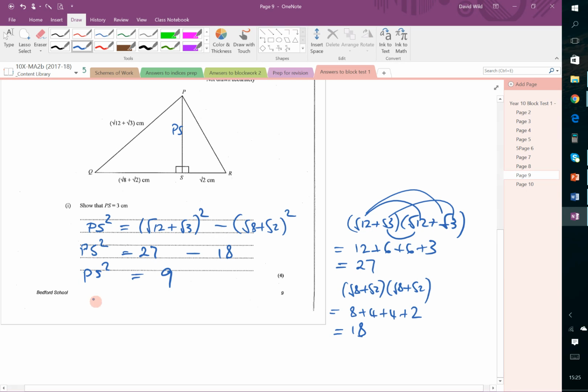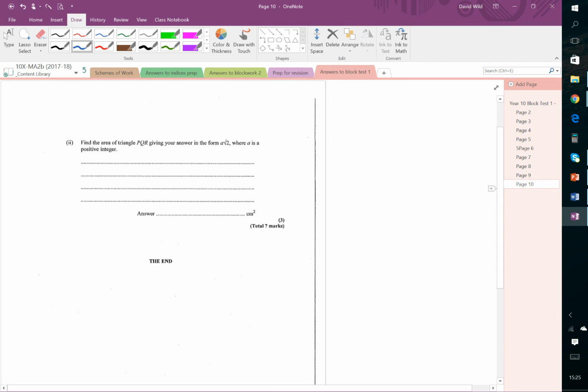So PS is the square root of that, which is 3. Quite a lot of work in that one. Question 10. Page 10. Find the area of the triangle.